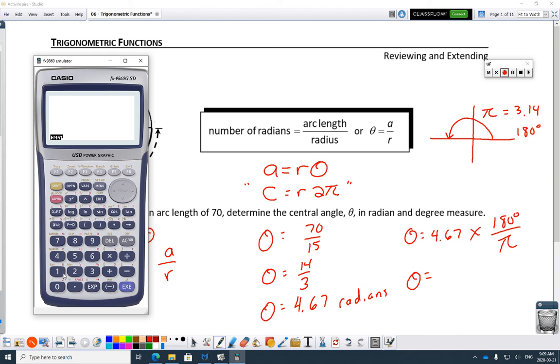On the calculator, I'm going to go 4.67 times 180 and divide by 3.14. I don't need the calculator to be in radian mode to do that. That calculation is the same in radian mode or in degree mode. I'm like, but you're doing degrees and radians here. I'm like, yes, I am. And the calculator can do all that.